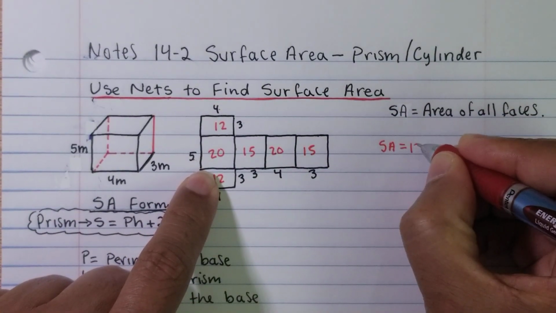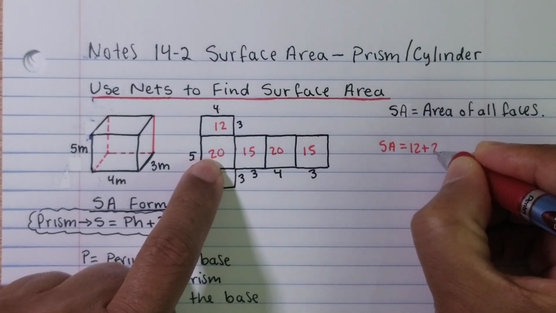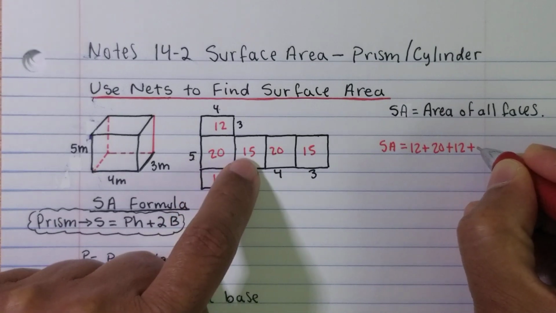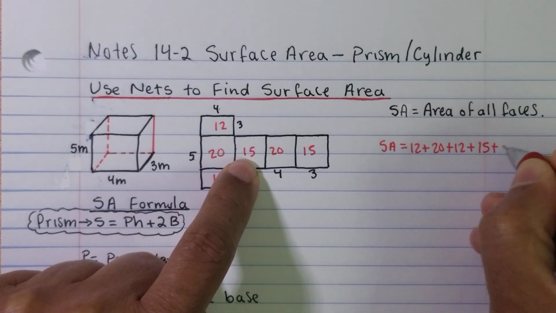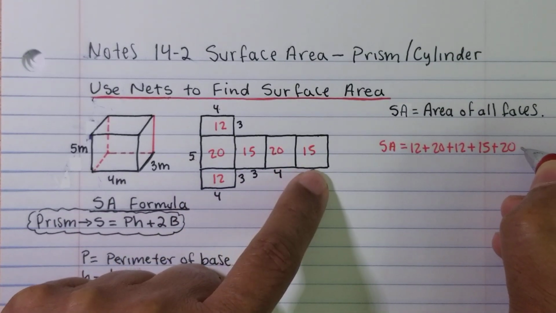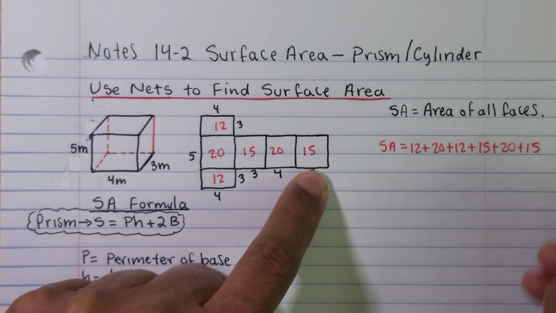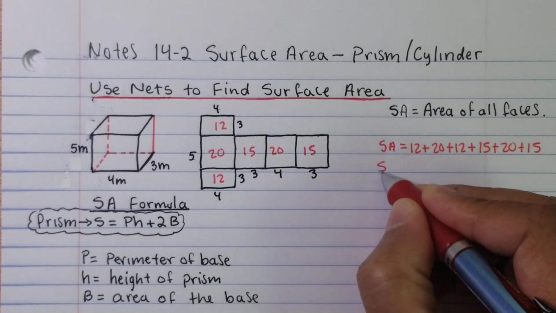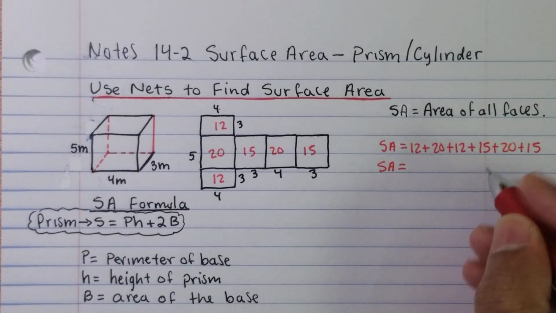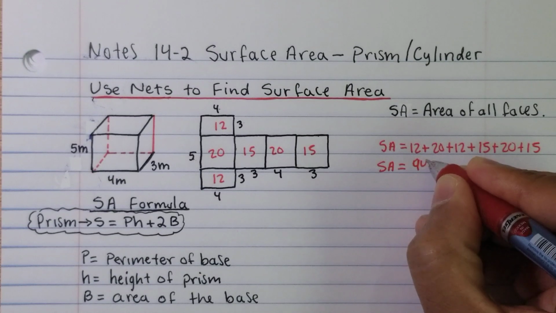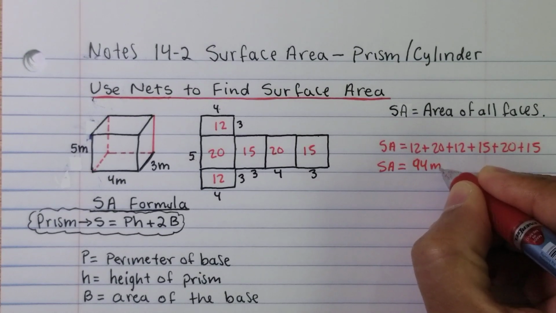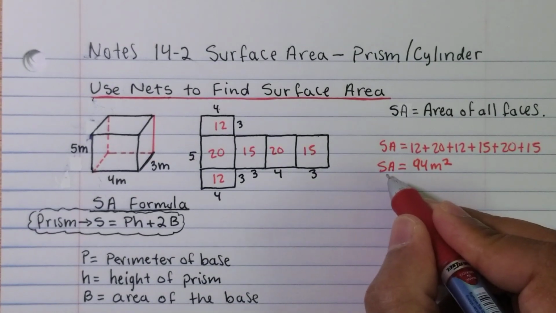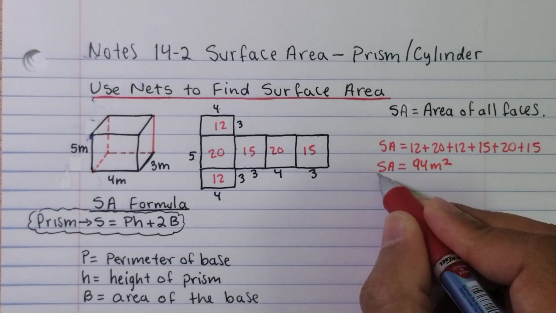So 12 plus 20 plus 12 plus 15 plus 20 plus the last face, which is also 15. And when you add all of these faces, the sum of these areas is going to be 94 meters squared. Okay, so I hope that makes sense to you.